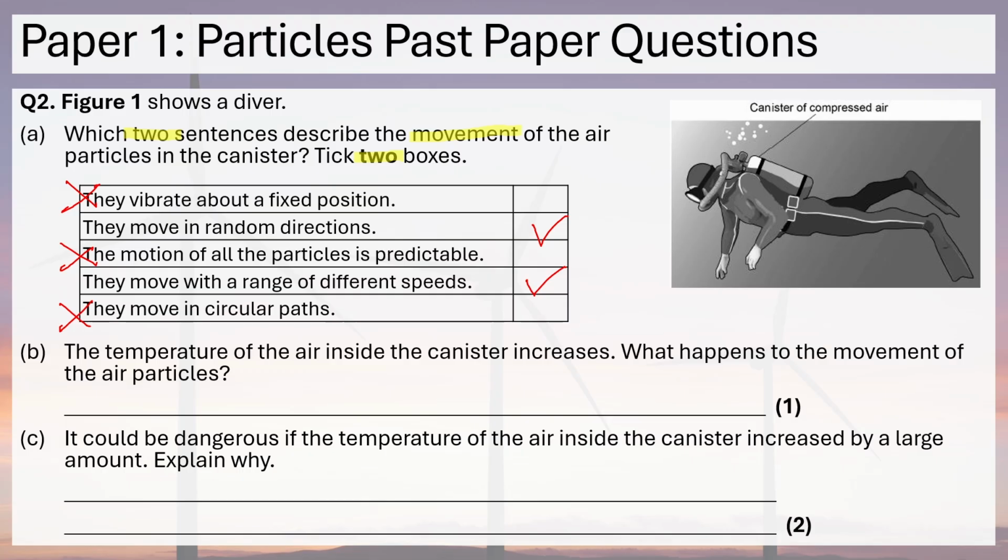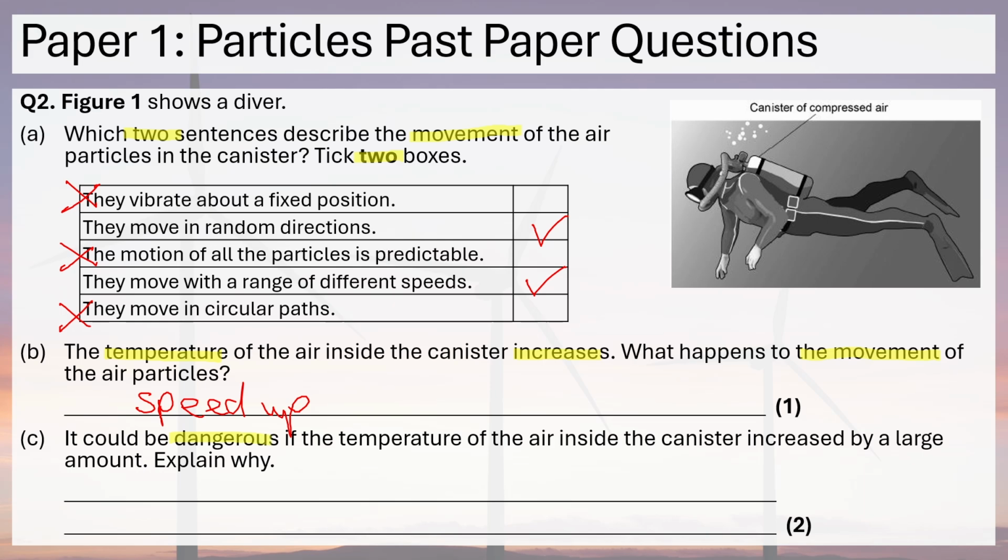Part B. The temperature increases inside the canister. What happens to the movement of the air particles? So just the movement. We've got a couple of things we could write here. We can say that the particles speed up. We could say they get faster. We could say that their kinetic energy increases. All of those would be fine. Then we're going to move on to C.